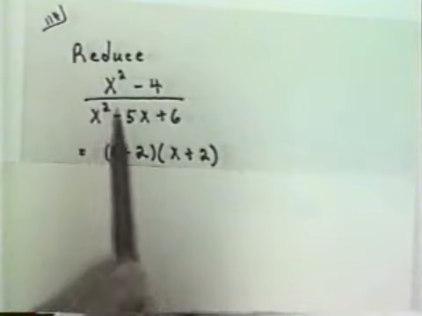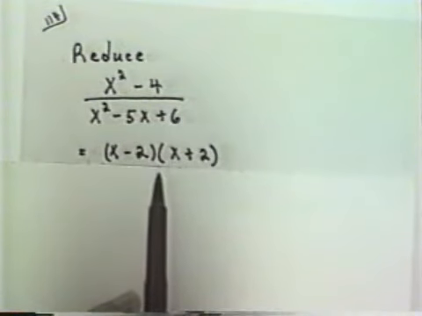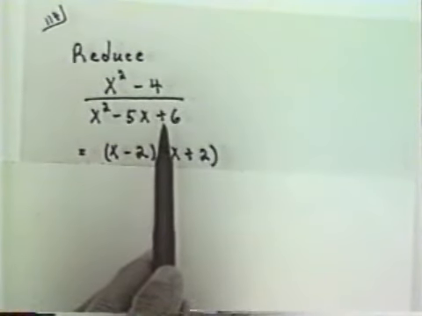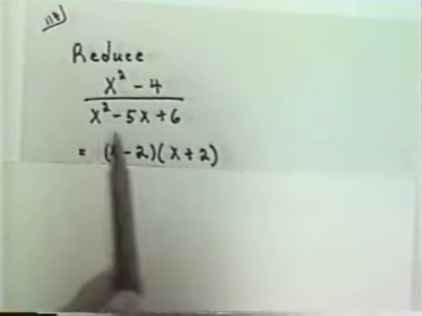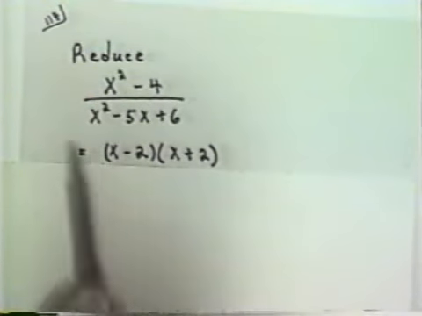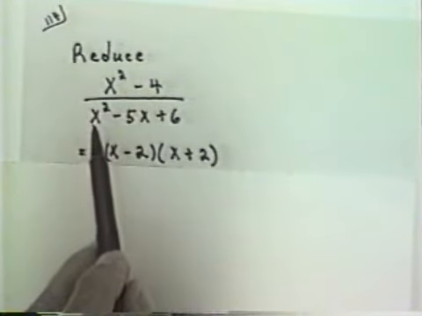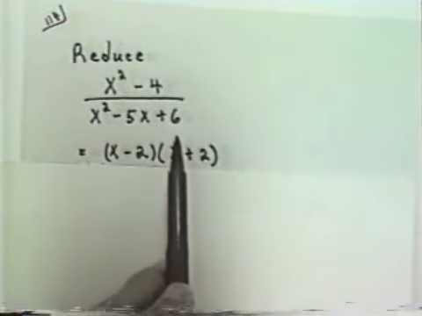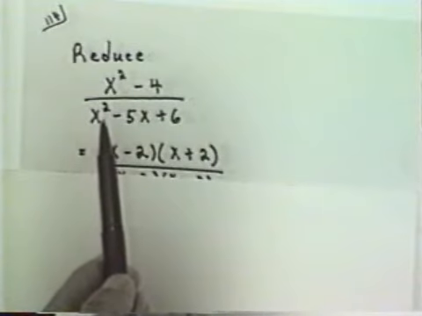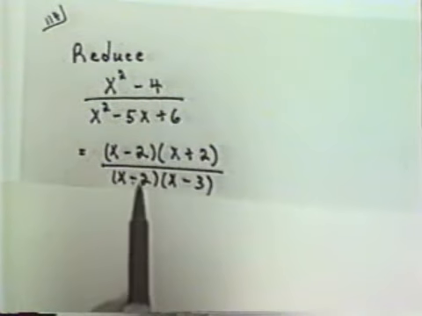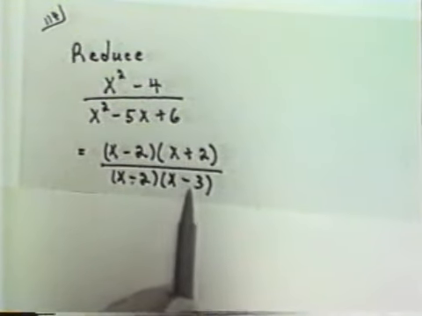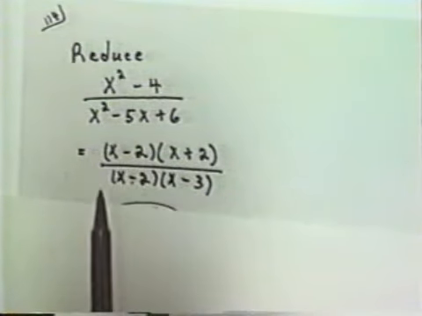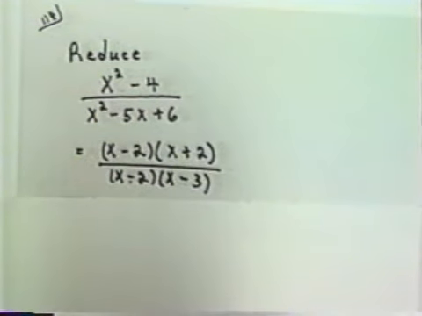Now let's factor the denominator. The denominator is a trinomial, so I need to use guess and check factoring. The plus tells me the signs will be the same. The minus tells me they'll both be negative. The only way I can get x squared is x times x, and the way that works in this problem for 6 would be 2 times 3. So I can factor x squared minus 5x plus 6 into x minus 2 times x minus 3. So I've completely factored the numerator. I've completely factored the denominator.